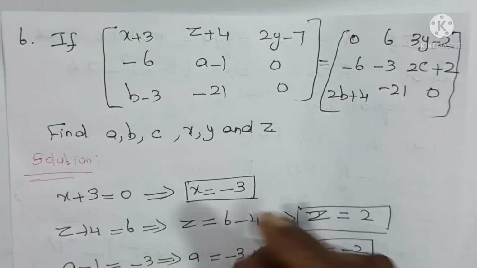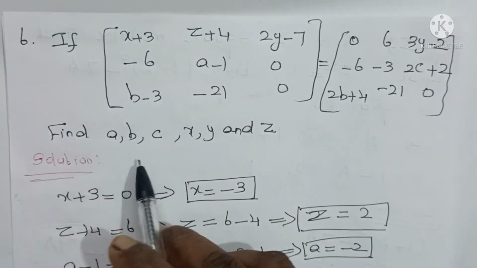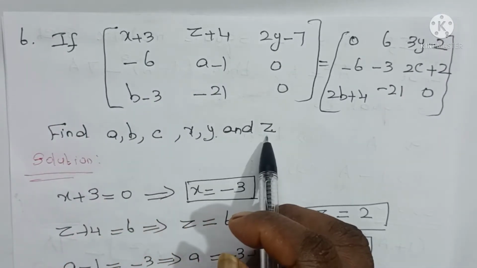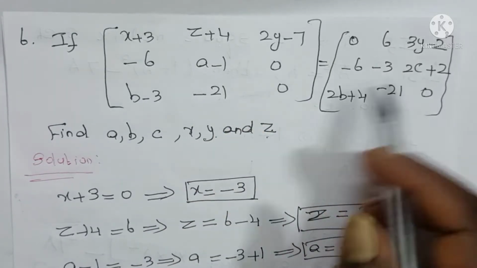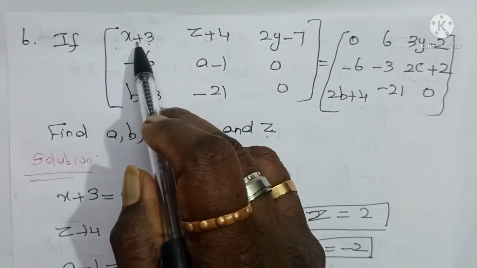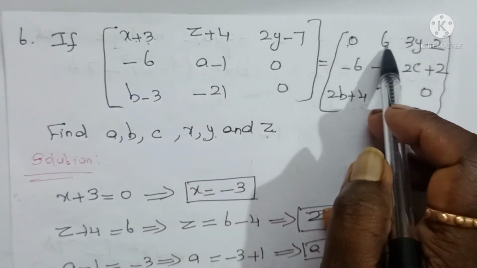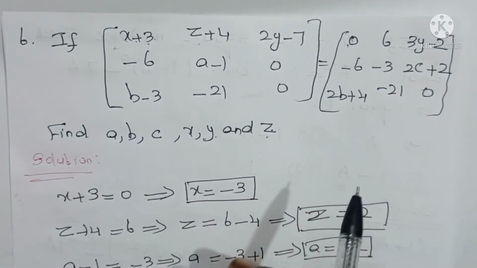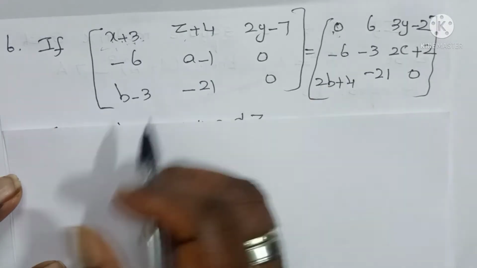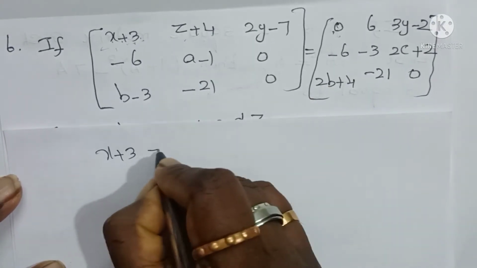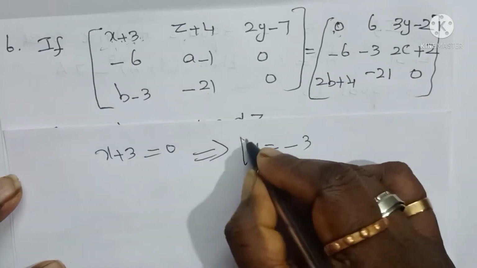Let's move on to the sixth question. If this matrix is equal to this matrix, find A, B, C, X, Y, Z. So if this matrix is equal to this matrix, you can write the first number x plus 3 is equal to 0, and z plus 4 is equal to 6. So you can equate the corresponding elements. So x plus 3 is equal to 0. From this you can find the value of x. X is equal to minus 3.